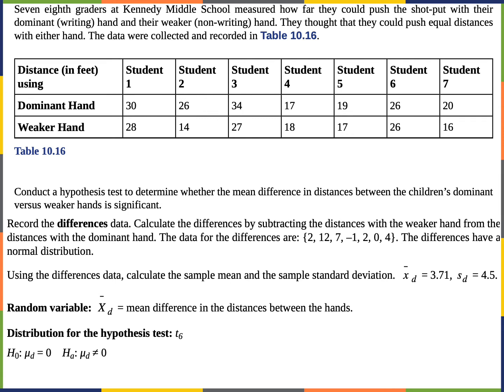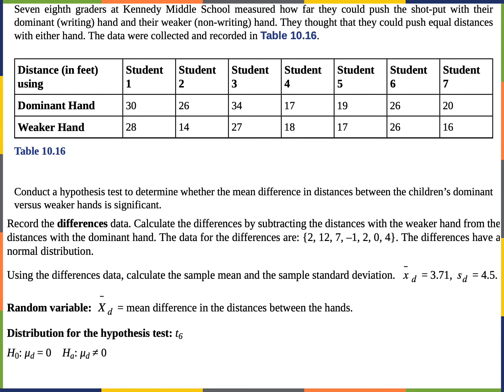So we take the differences, right? Dominant minus weaker, and this is our data here. These differences have a normal distribution. Now we're going to calculate the sample mean and standard deviation, although when we run the test, it gives all of this to us anyway. The random variable will be the mean difference, and the distribution is a Student's t with 6 degrees of freedom.